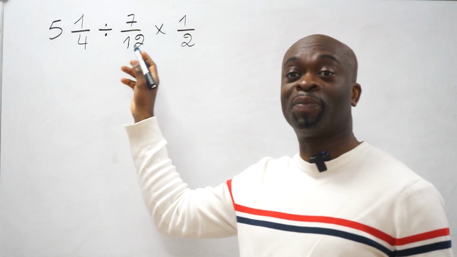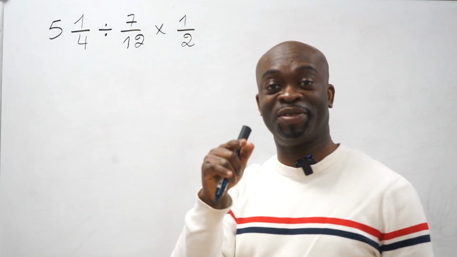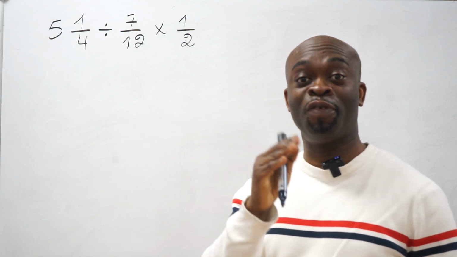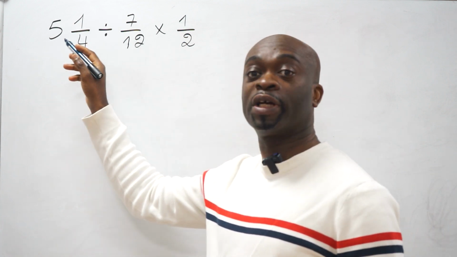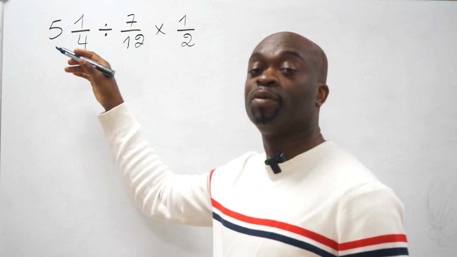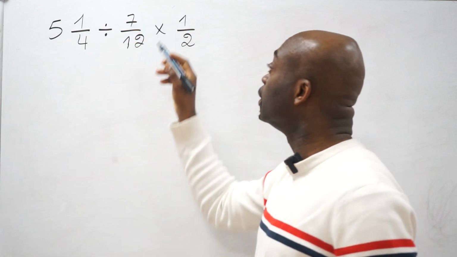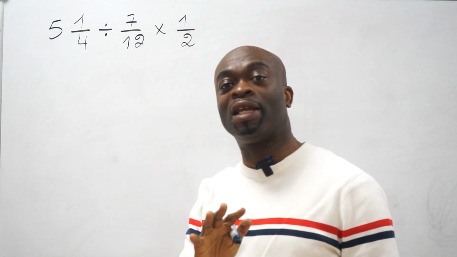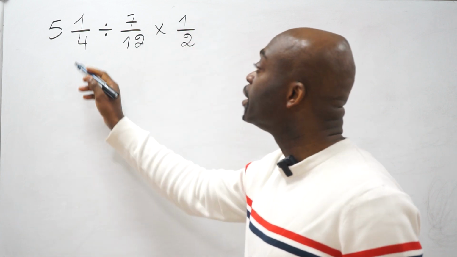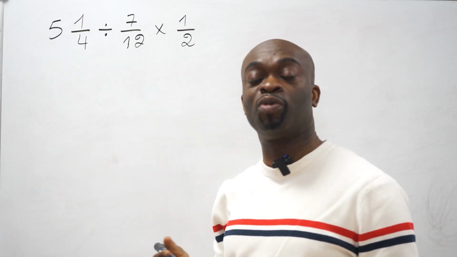We divide and multiply in this case, following the order of operations, but then we have fractions to deal with. And I know you guys love fractions, right? So we have 5 and 1/4, which is a mixed number, divided by 7/12 times 1/2. The first thing we have to do to make our life a lot easier is to change this mixed number into what we call an improper fraction.